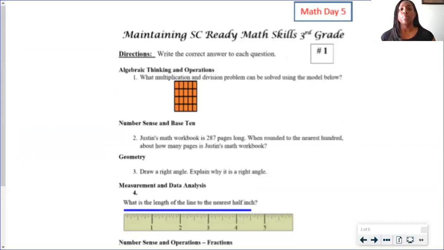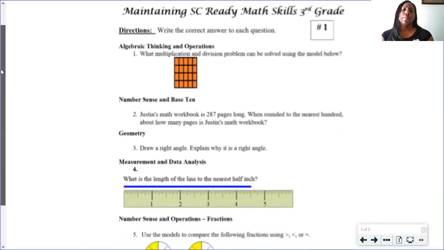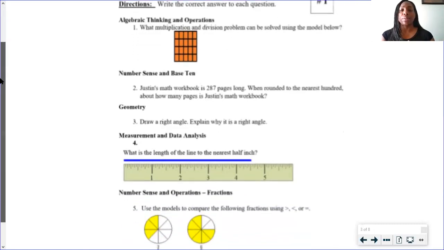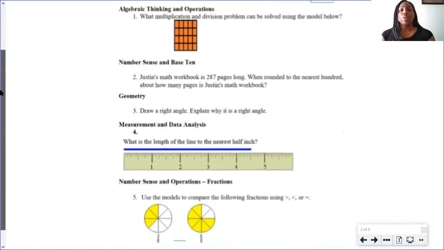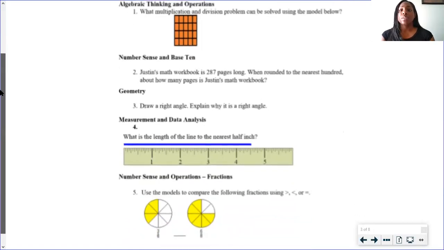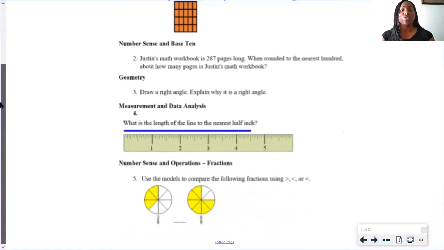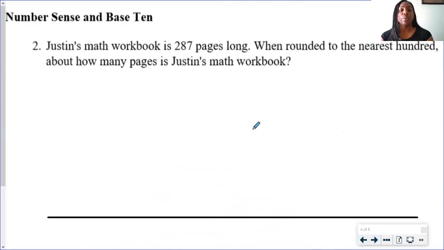So this is literally the page that you have in your booklet that we're covering. As you can see, it shows us question 1, and we just did an array with question 1, so that should be nothing for you. We're going to be taking a look at the number sense in base 10, question number 2, like I said. Question number 3 is a geometry question, talking about angles. I already mentioned that. And question number 4 is measurement and data analysis. And we're going to be measuring, like I said, to the nearest half inch. So if we go ahead, we'll get right into it.